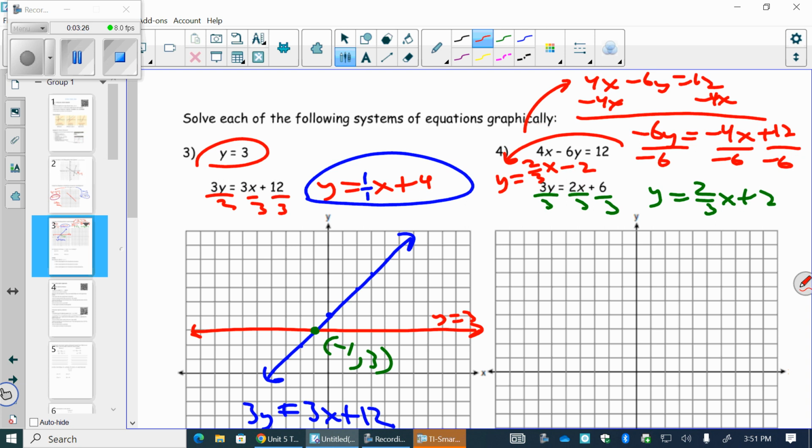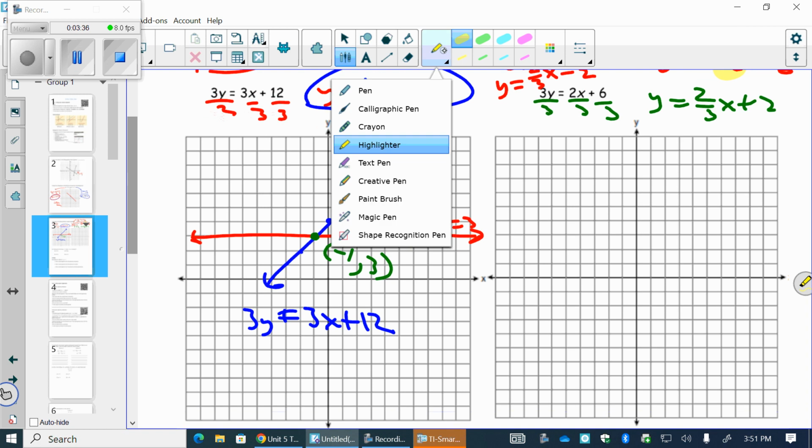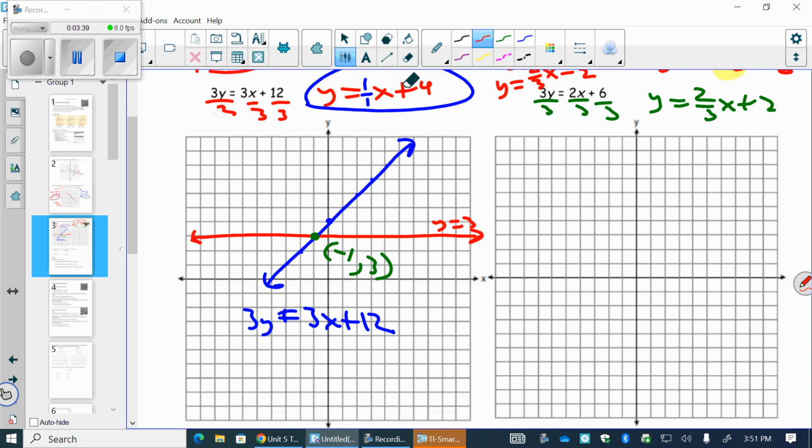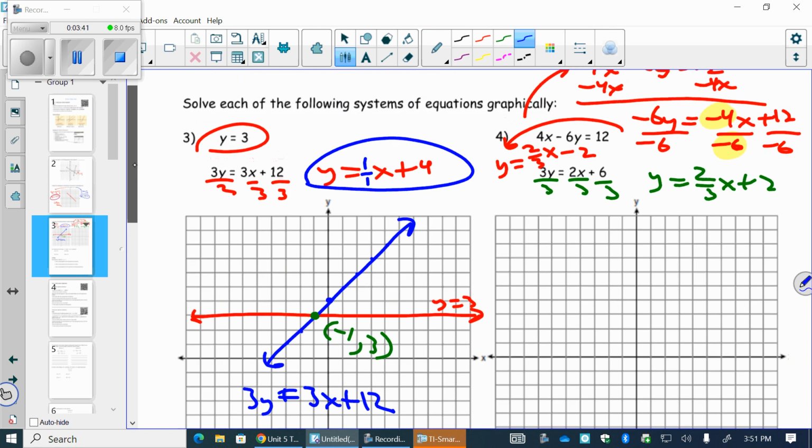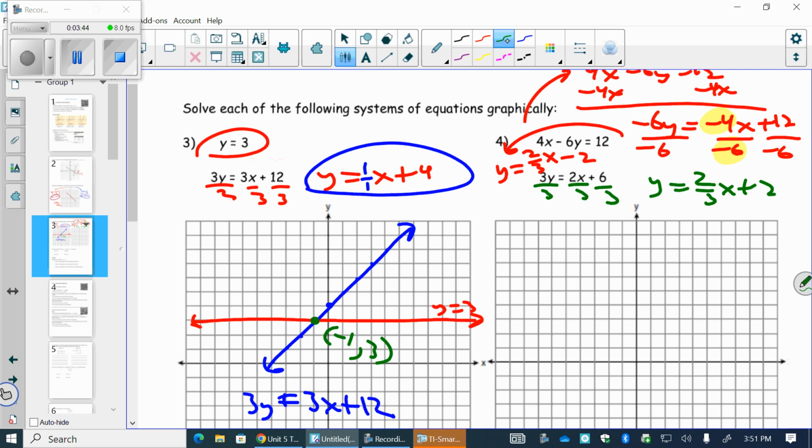Now why 2/3? Because, let me highlight this, negative 4 divided by negative 6 reduces to 2/3. Okay, so if I graph both of these lines now, look what happens. So the first line, this one here, we'll do it in green. This one starts at 2 and goes up 2 over 3. Up 2, over 3; down 2, back 3, down 2, back 3. And you get that equation, y equals 2/3 x plus 2.